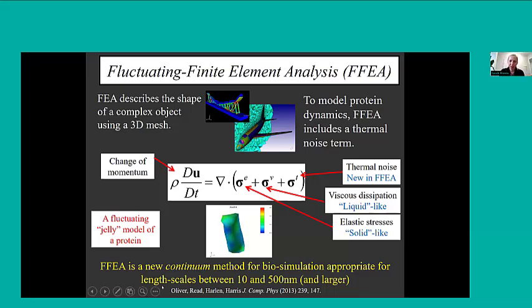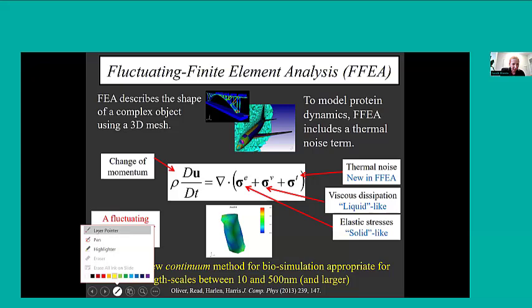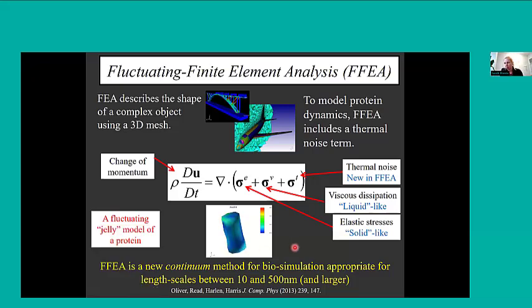So I collaborate with a guy called Daniel Reed. He is a professor of noise. And so he took the conventional finite element analysis, and what he did is he added thermal fluctuations.